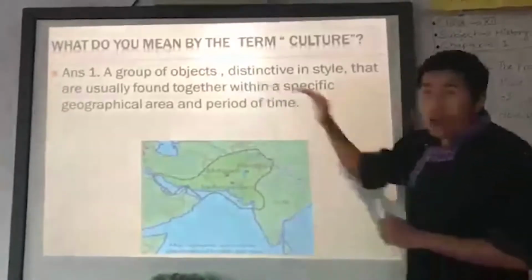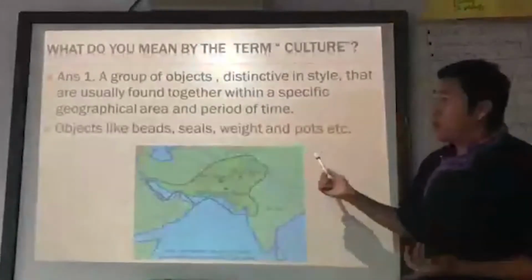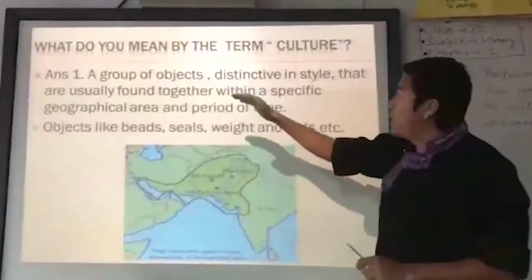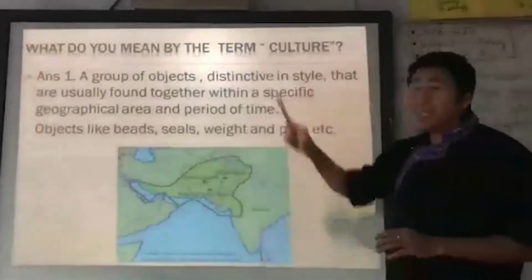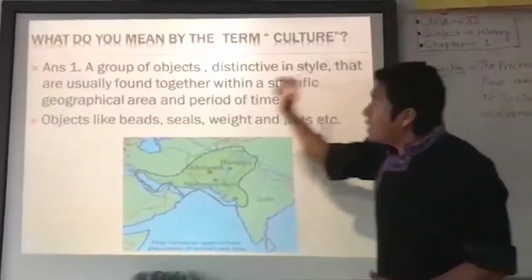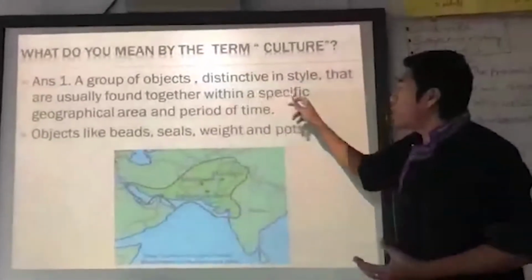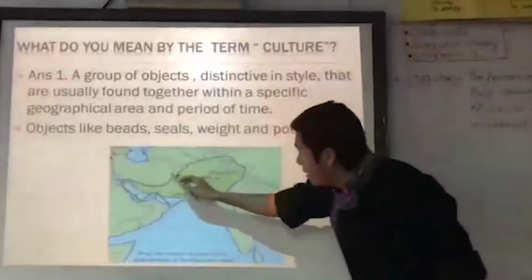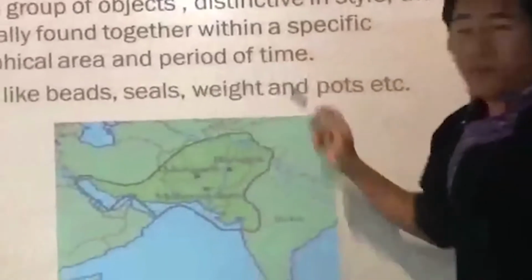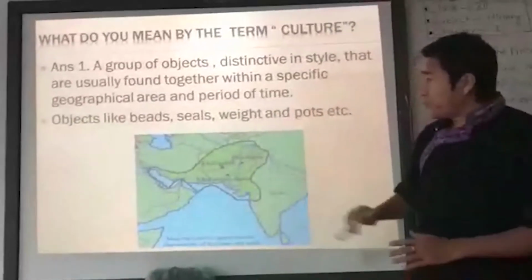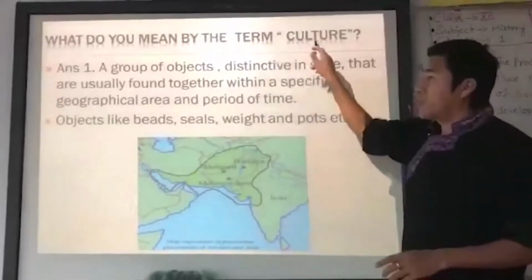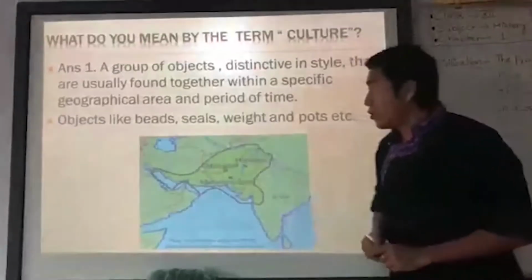Culture means a group of objects, like beads, seals, weights, and pots. These are a group of objects distinctive in style. Distinctive means different, unique in style, that are usually found together within a specific geographical area, like this area where the Harappan culture started, and in a period of time. That is called culture. So in future, if there is a question about what you mean by the term culture, you just need to learn this. Understood?